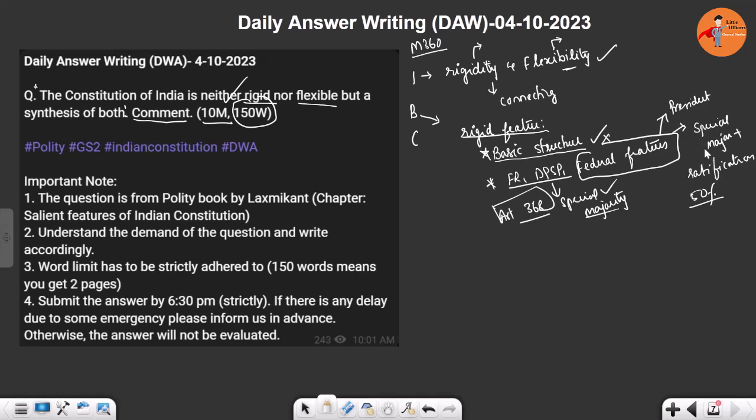Then what about the flexibility? See, the flexibility of the amendment of the Constitution is that there are certain amendments which are outside the purview of Article 368. For example, the provisions related to citizenship, the parliament, the election process, or the emoluments of members of parliament, etc. Such simple things can be amended with a simple majority.